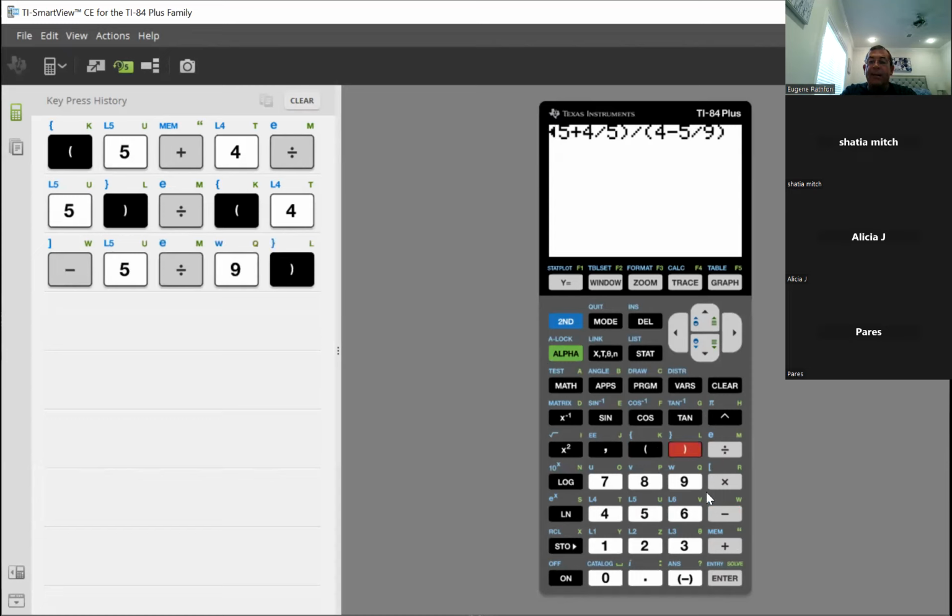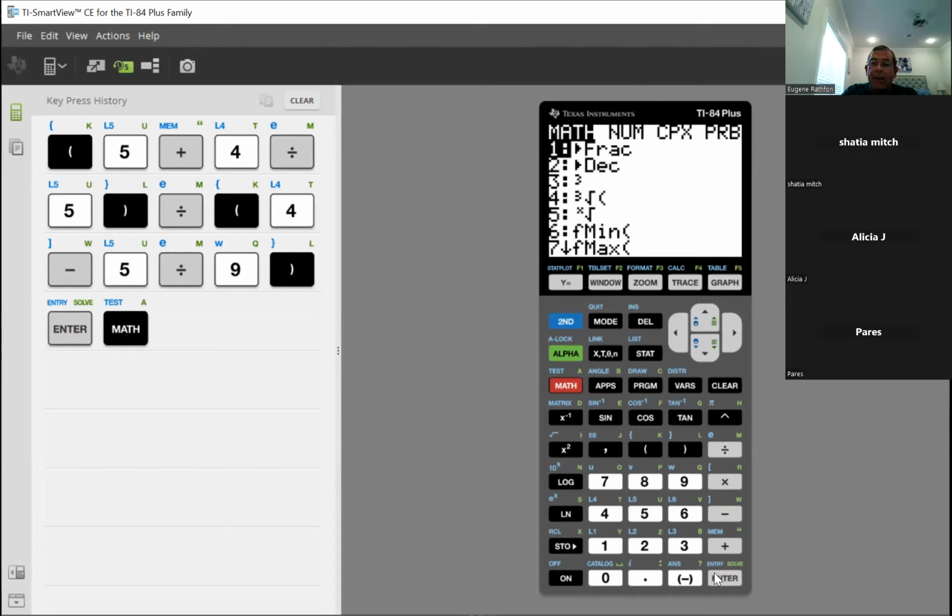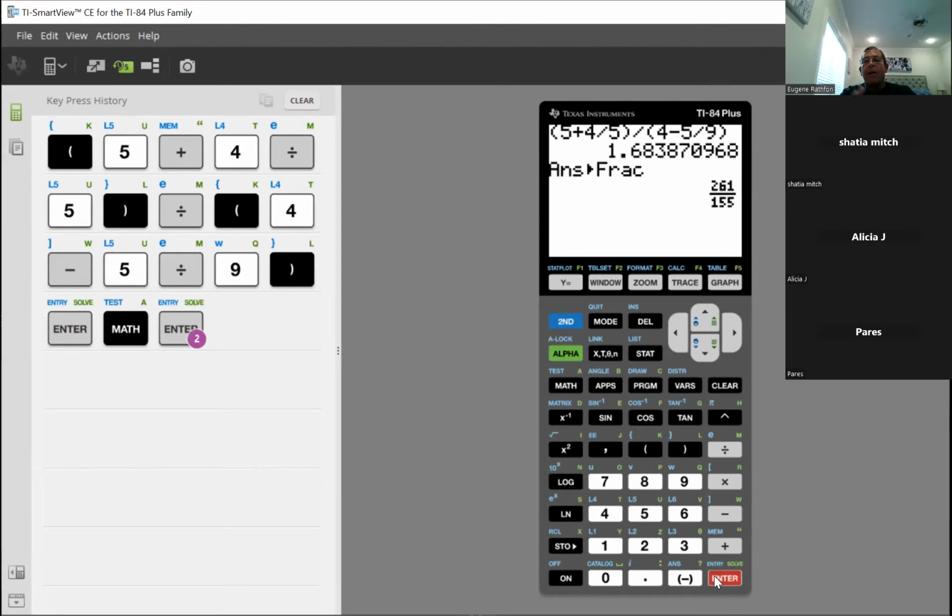Close parentheses, hit enter. Remember, we're going to get a decimal. So remember, to turn a decimal into our answer, we would hit math and then enter twice. And there's our 261 over 155. So y'all, they're not too bad. You just got to keep up with separating that numerator and denominator for the calculator.